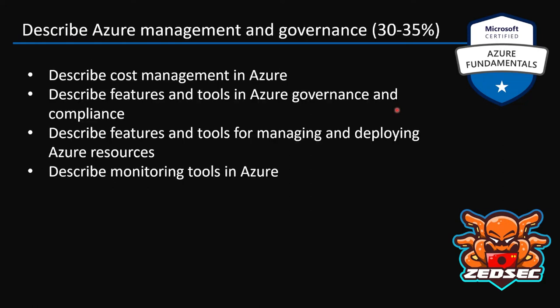Our final module is Describe Azure Management and Governance, which is going to be 30-35% of your exam. So the topics of this are: describe cost management in Azure, describe features and tools in Azure governance and compliance, describe features and tools for managing and deploying Azure resources, and describe monitoring tools in Azure.